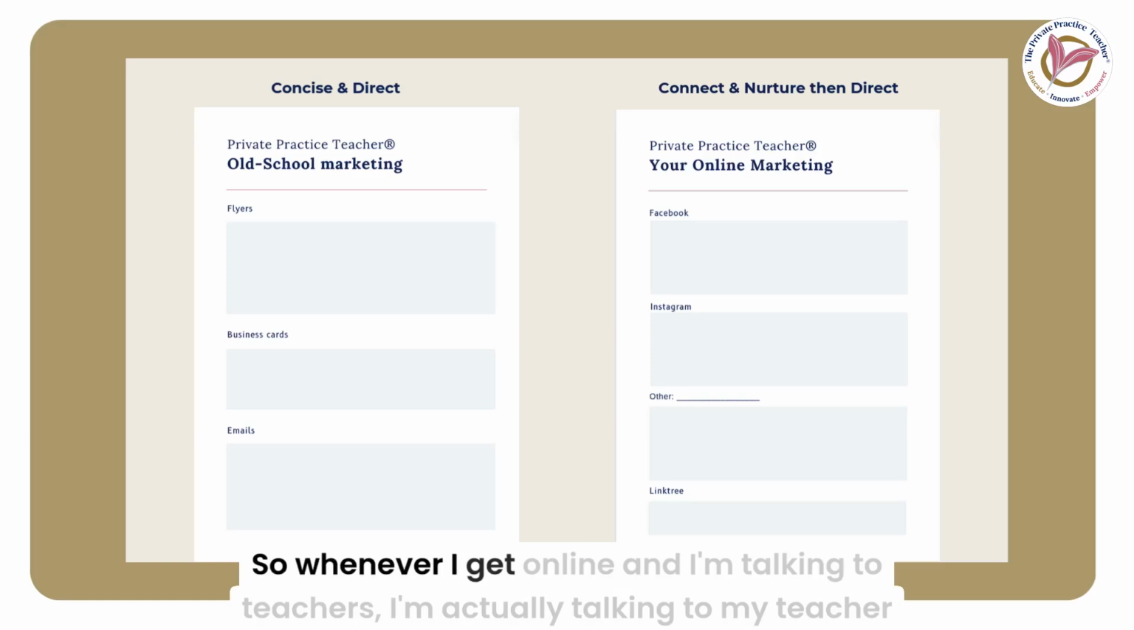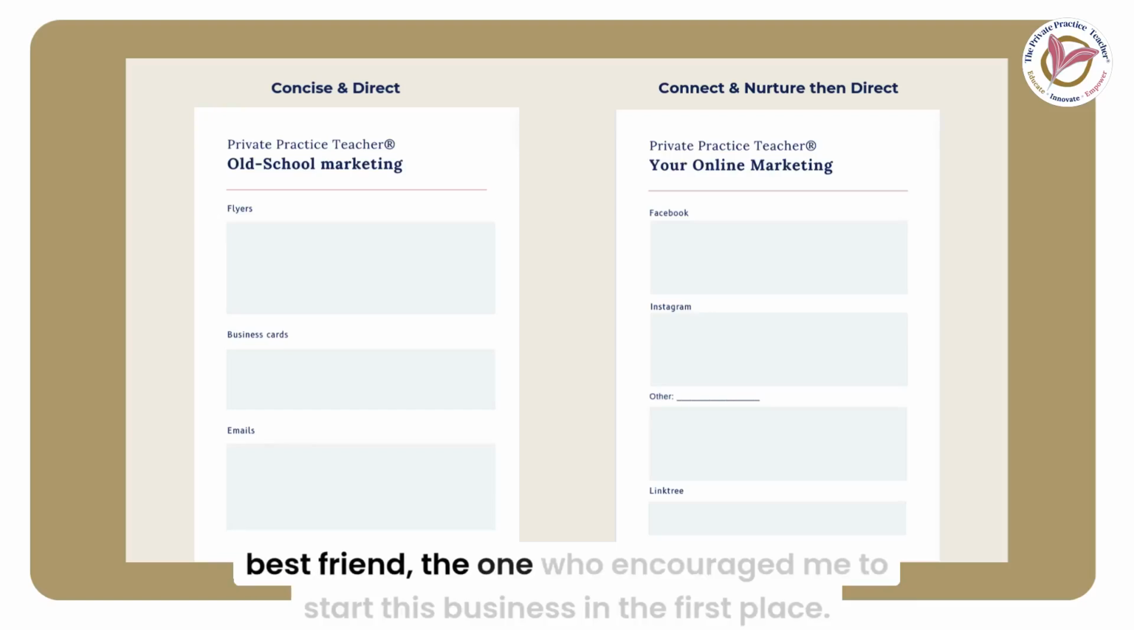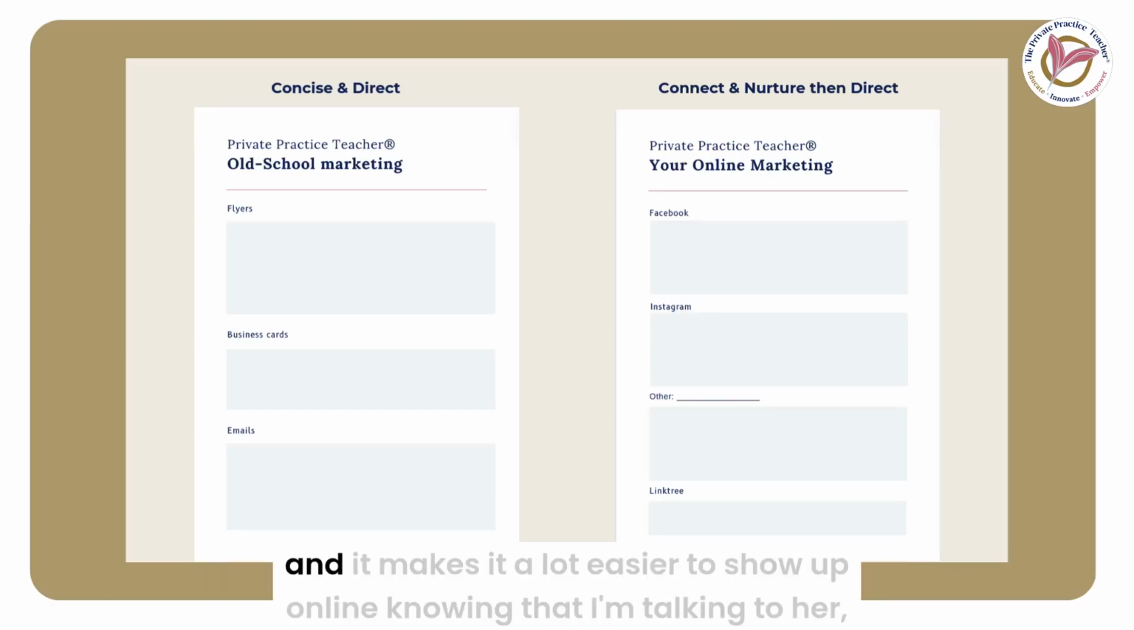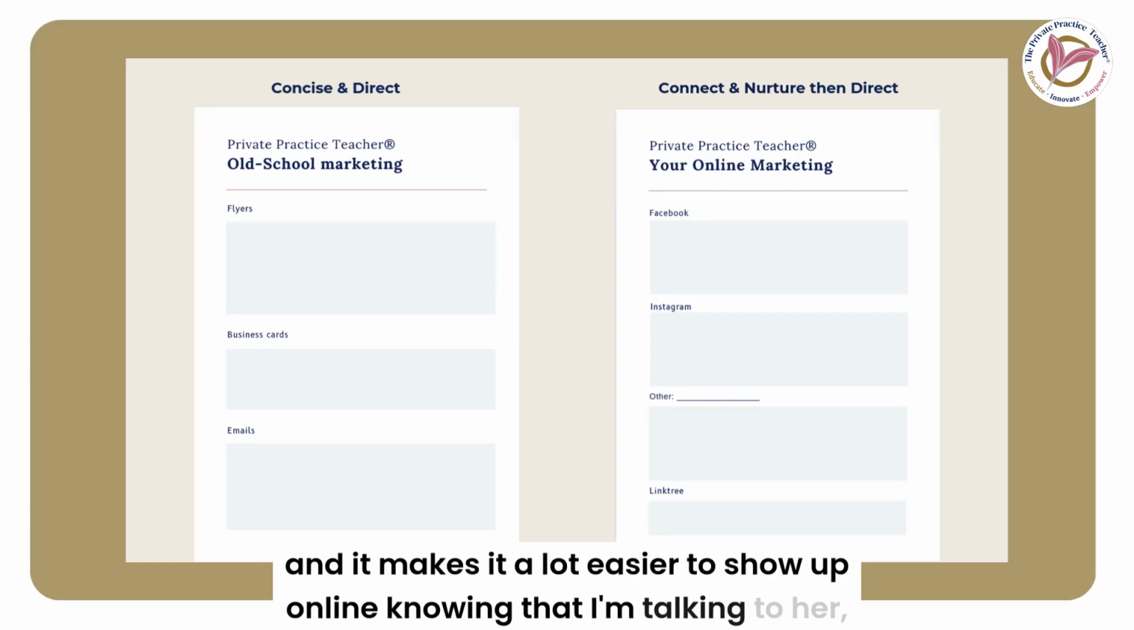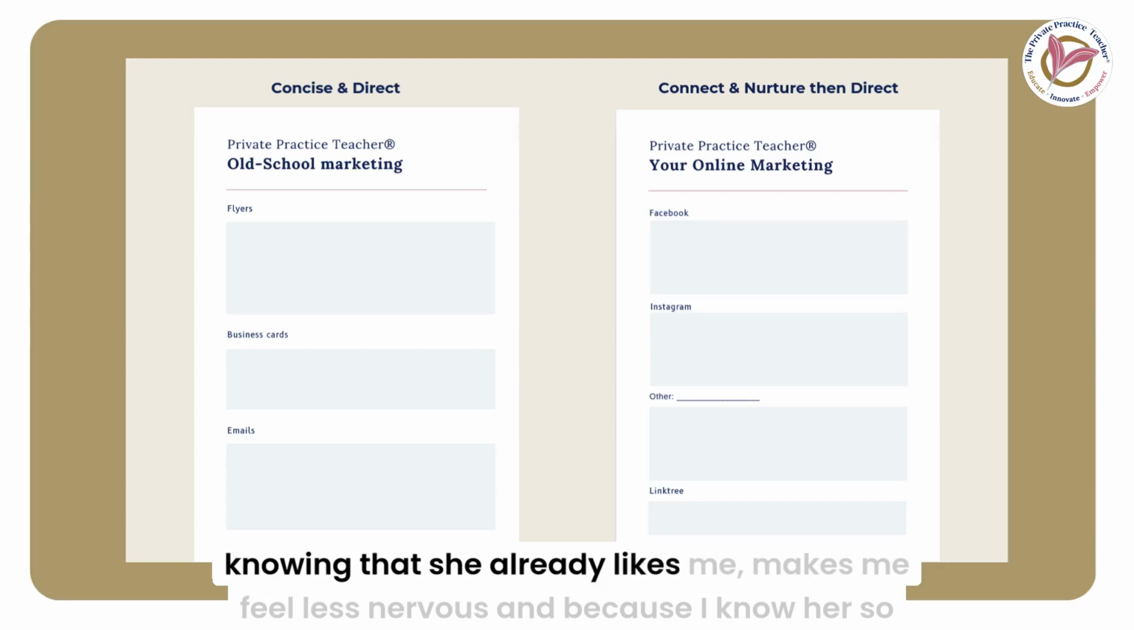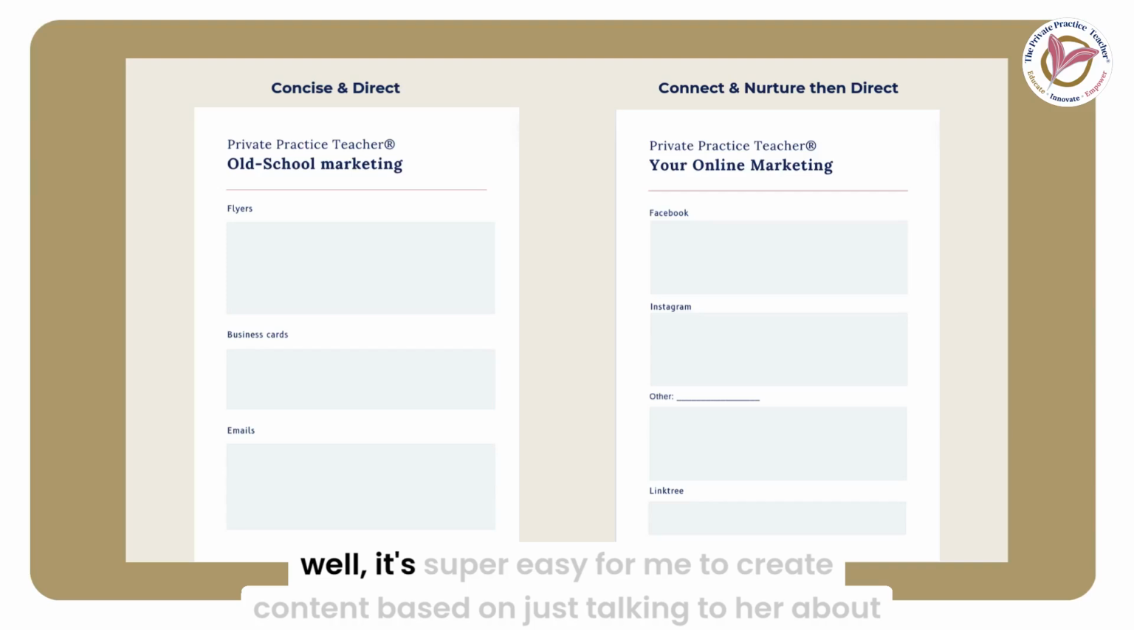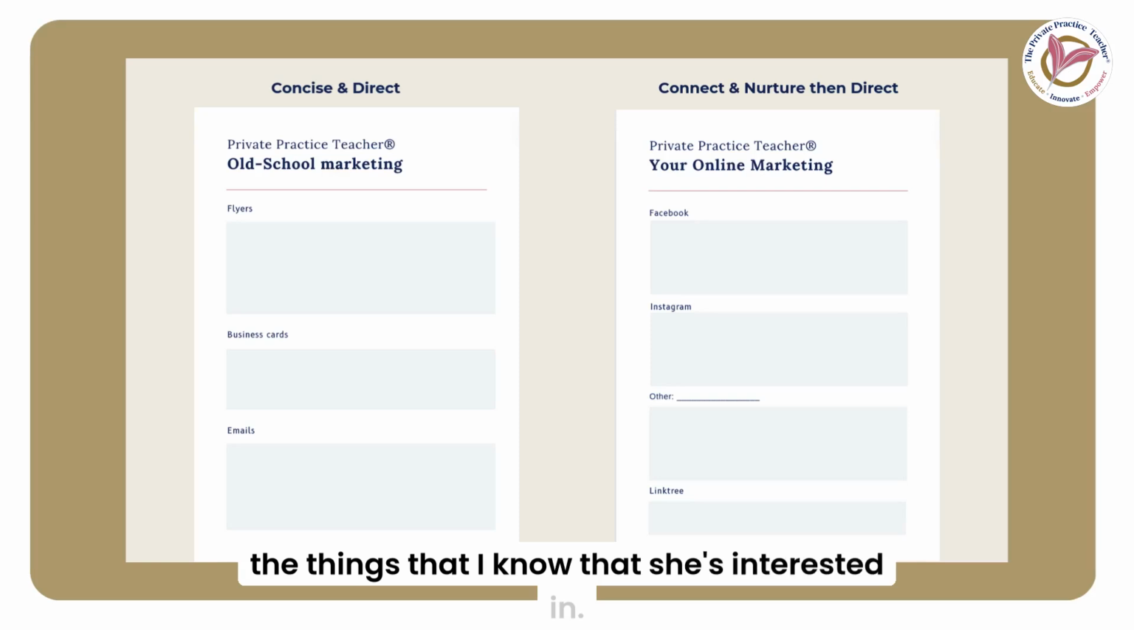So whenever I get online and I'm talking to teachers, I'm actually talking to my teacher best friend, the one who encouraged me to start this business in the first place. And it makes it a lot easier to show up online, knowing that I'm talking to her, knowing that she already likes me, makes me feel less nervous. And because I know her so well, it's super easy for me to create content based on just talking to her about the things that I know that she's interested in.